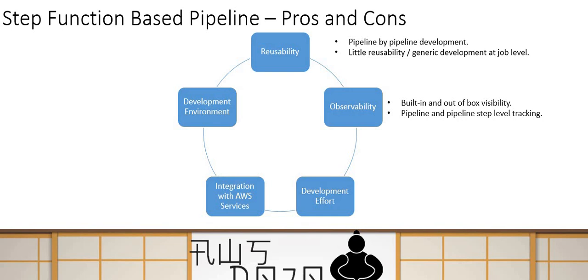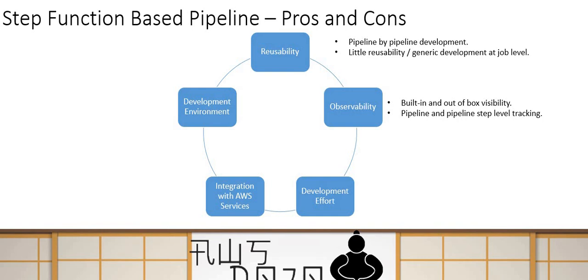Talking from the observability point of view, having observability is very important for a data platform because you want to keep an eye on how many data pipelines are executing successfully, how long they are taking to execute, how many are failing, and why they are failing. So observability is very critical from that point of view.